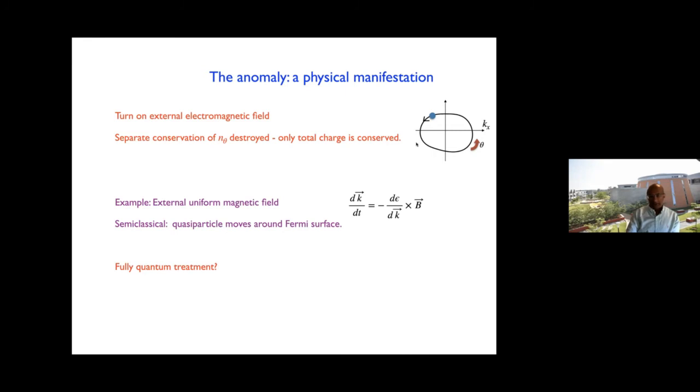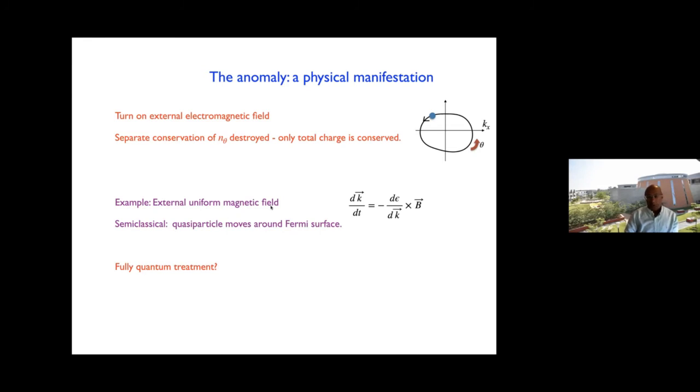If we turn on an external electric field, the entire Fermi surface will displace in the direction of the electric field. So you have a conversion of electrons from some Fermi surface points into other Fermi surface points. So the separate conservation of n_θ is destroyed, only the total charge is conserved. Now, because we're in two dimensions, we can do something other than apply an electric field, and that will also be fruitful. We can turn on a uniform magnetic field and ask what happens.